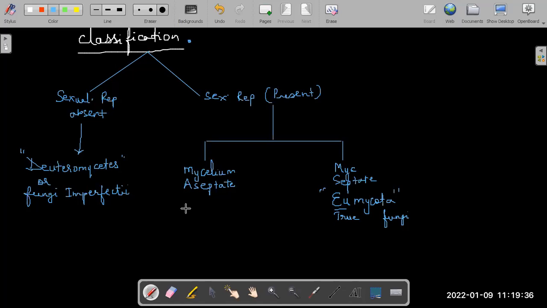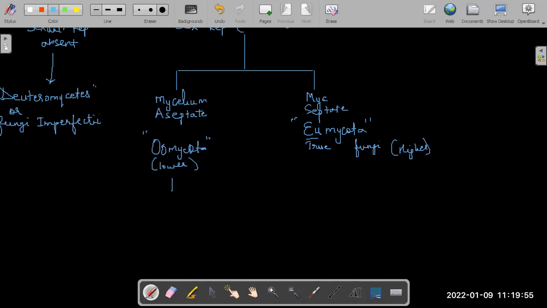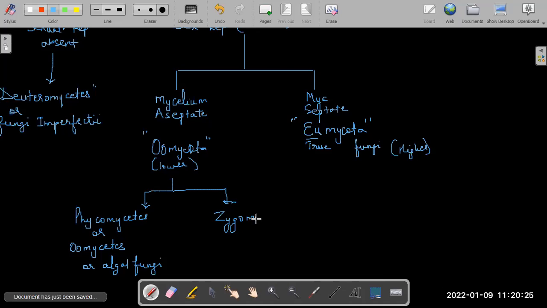Right? And if they do not have a septum, we put them under a lower category. These are lower fungi. These are higher fungi, highly evolved organisms. Under this, again, we have two more. One is Phycomycetes, also called algal fungi because they look like algae. Next is Zygomycetes, also called conjugation fungi.